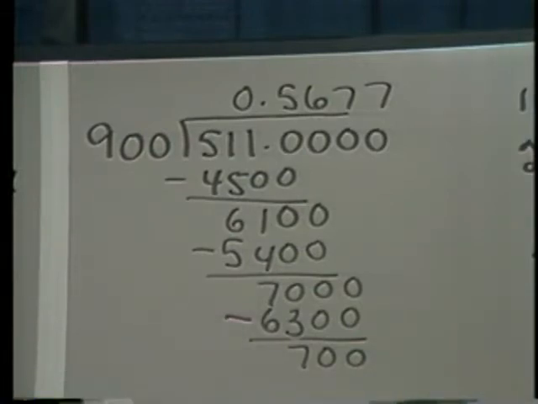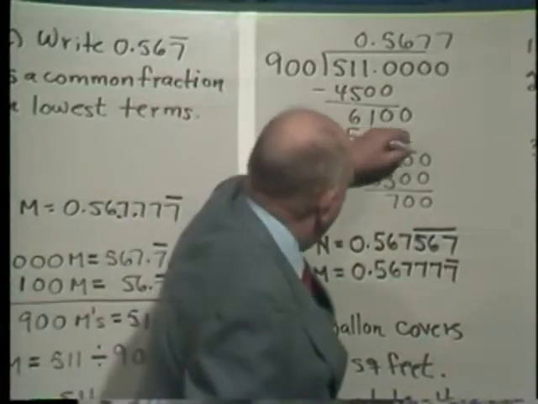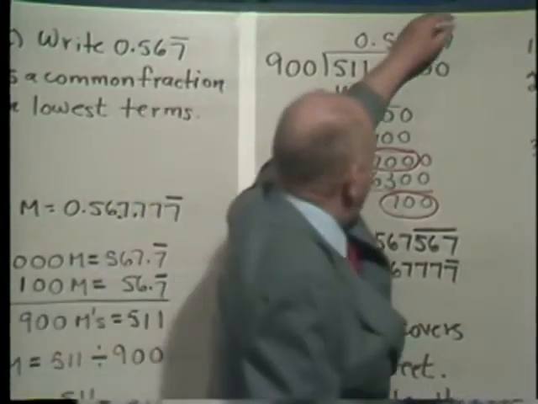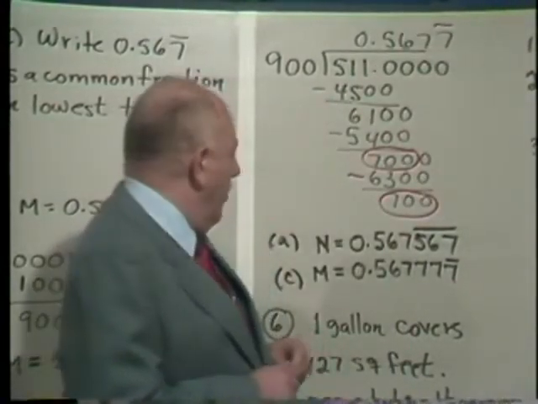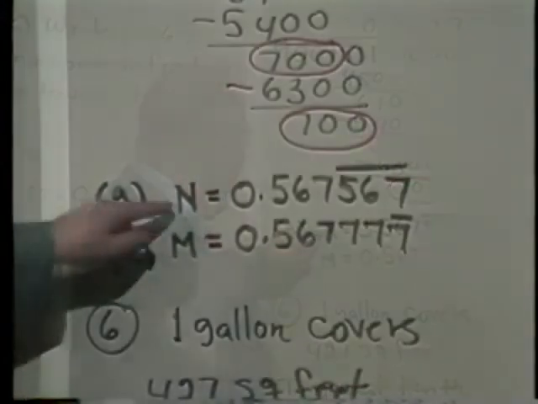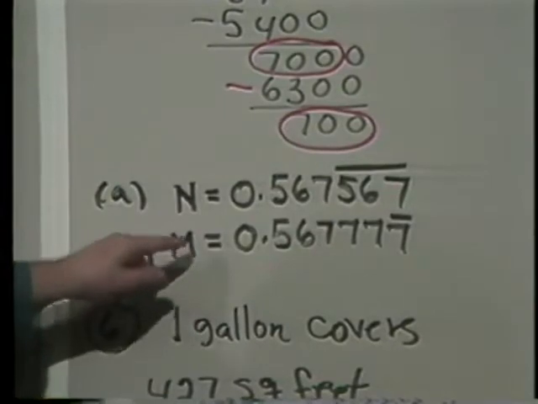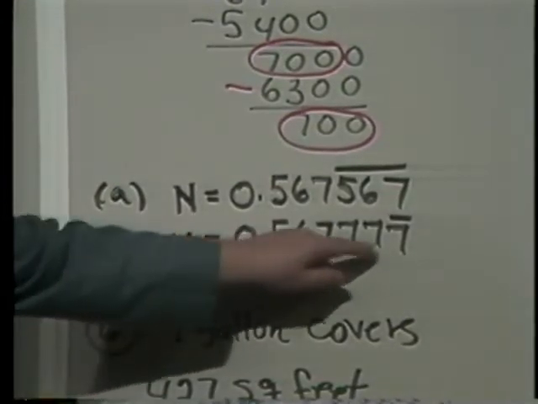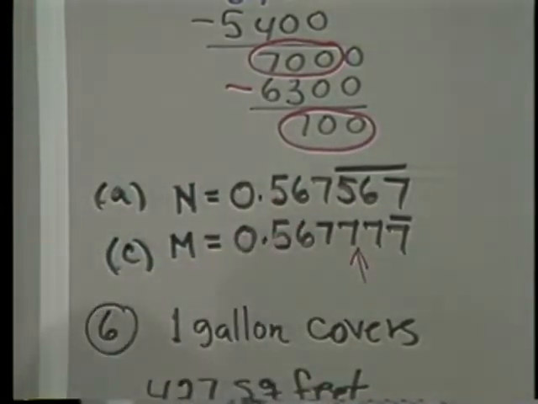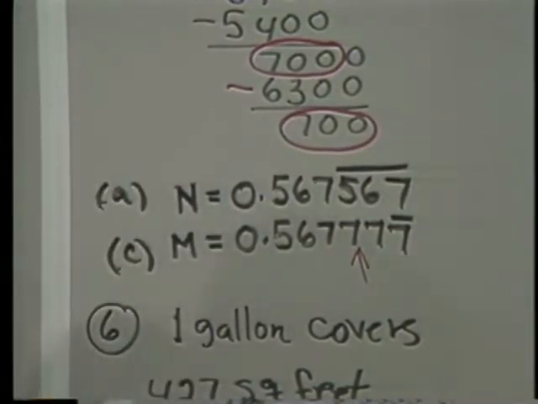Now notice the cute thing that happened. We get a repeating remainder, but it doesn't start from the beginning. Here the remainder was 700. What's the remainder here? 700. So this is just going to repeat over and over again. And by the way, if you want to compare the difference between A and C, in A the number is 0.567567567. In C, the answer is 0.567777. Notice that they agree up to here. The first place that they're different, C has the greater digit. So the answer to C represents a bigger number than the answer to A.